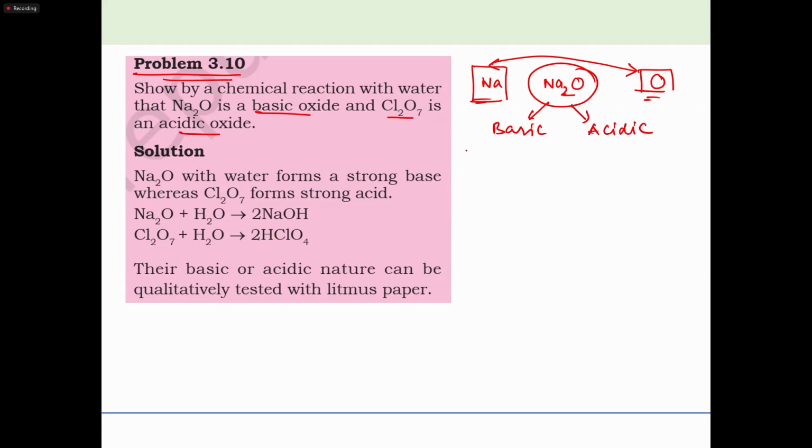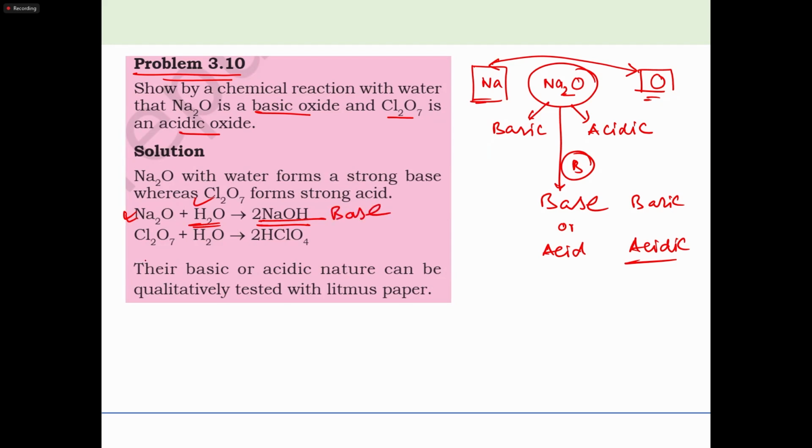That is actually defined when this Na2O reacts with another body, suppose water, and if it forms a base, then it will be basic, but if it forms an acid, then it will be acidic. Here, if you see this Na2O, when reacting with H2O, it forms NaOH, sodium hydroxide. This is actually a strong base.